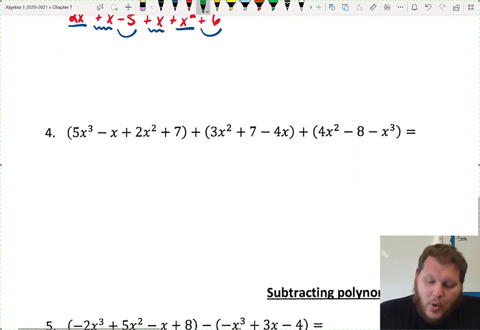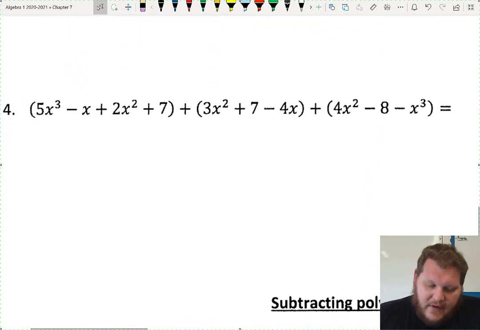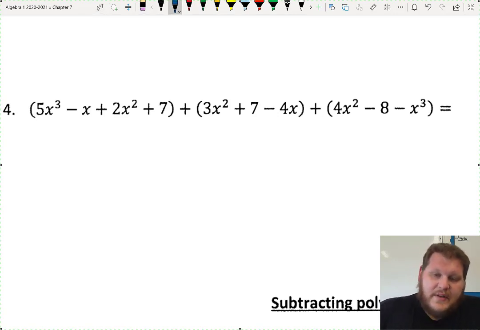Number 4 is quite a bit more complicated. Now we have 3 different terms that have to get added together, 3 different sets of parentheses. So this is one where, because I have so many different terms, I like to also box things in, circle, draw triangles, whatever. So I'm just going to go through these to find stuff that's all like terms.